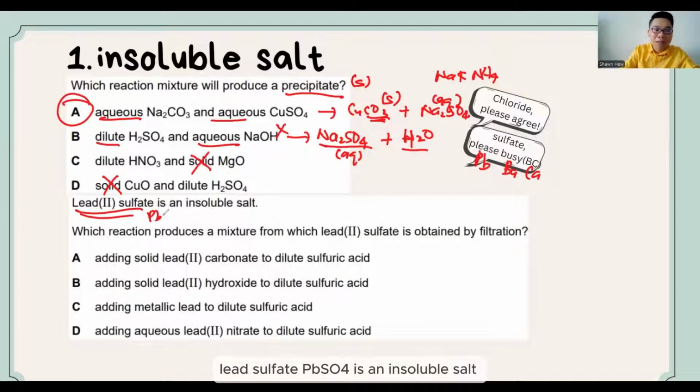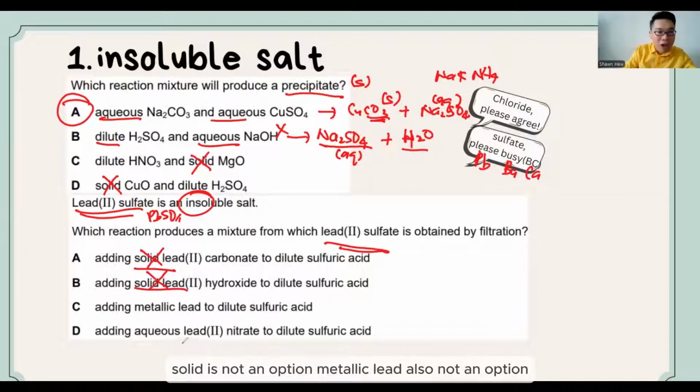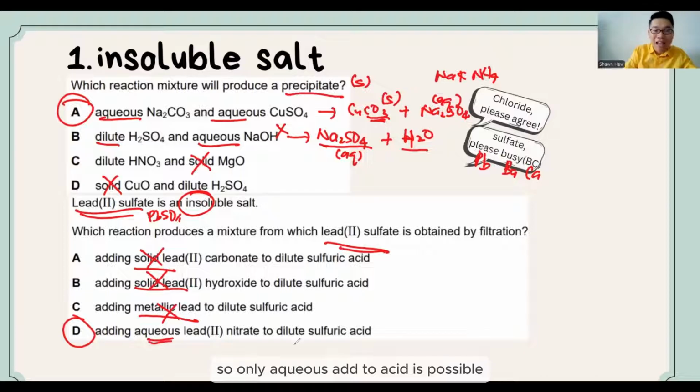Lead sulfate, PbSO4, is an insoluble salt. Which reaction produces a mixture from which lead sulfate is obtained by filtration? So to form an insoluble salt, we must have two soluble salts. So adding solid is not an option. Metallic lead is also not an option. So only aqueous added to acid is possible.